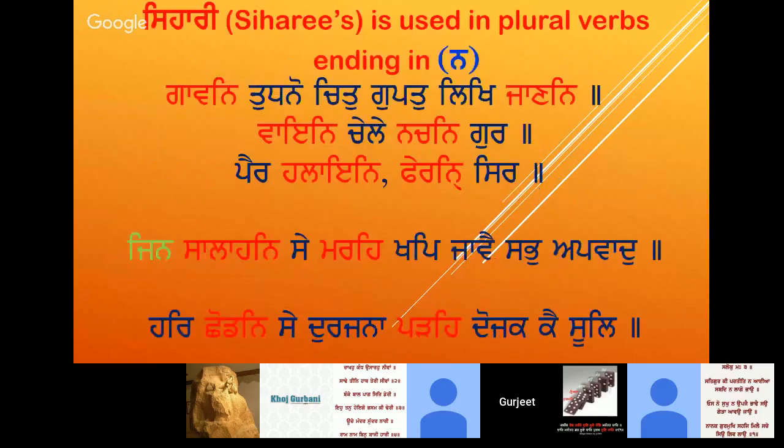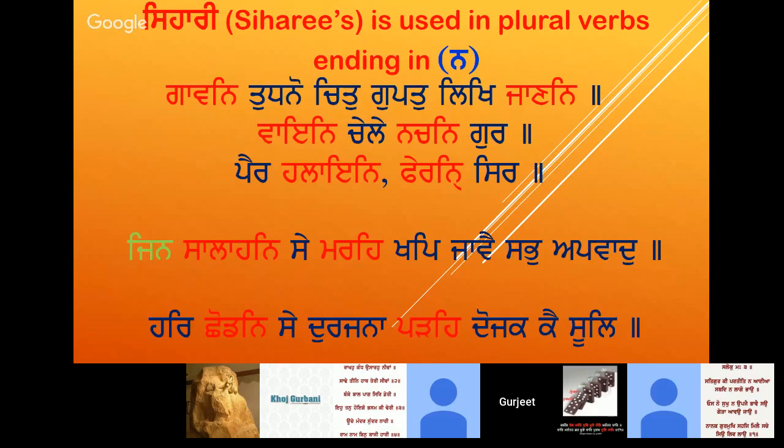Then we have Sihari is also used to pluralize verbs, like gavan. Not one, a lot of people are singing. Likh janan, wine chele, not chela. So Sihari is used there with the nanna to indicate the plural. Nachan gur, is gur also plural there. Pair lion, fair and sir.